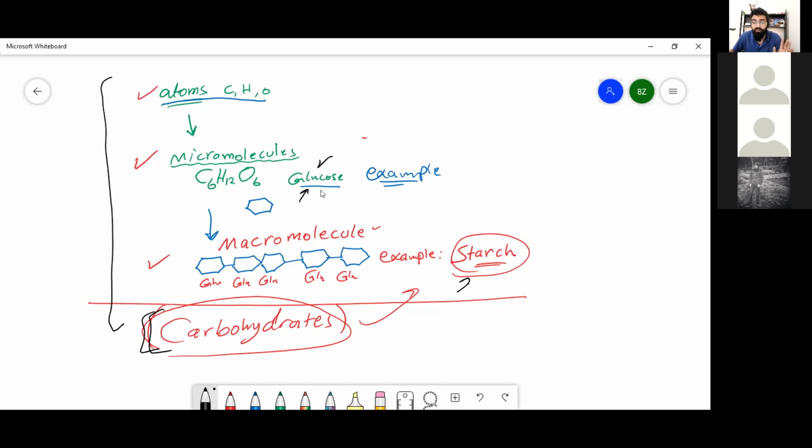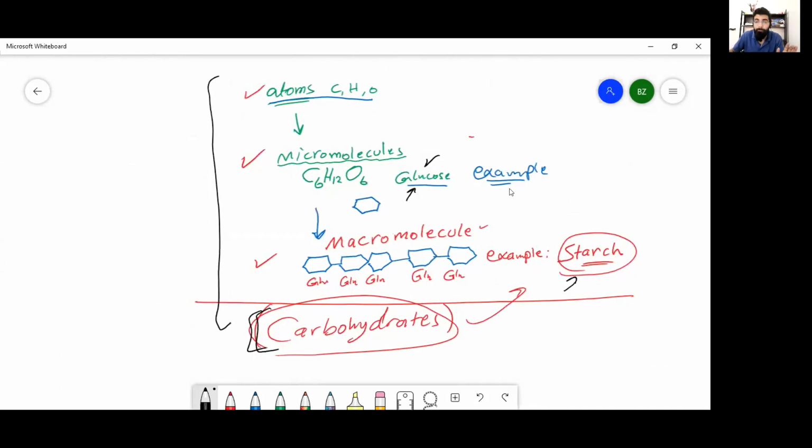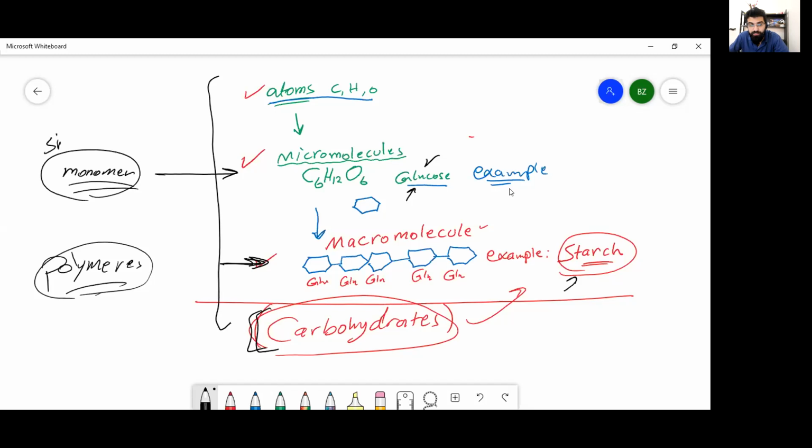Okay? In general, keep this in mind: anything made of small things repeated, like in starch, small units linked to each other, repeated, is called a polymer. So if I ask you, are carbohydrates polymers? Yes, they are polymers because they are made of small units linked to each other, okay? What we call the smallest unit, we call it a monomer. Monomer means the simplest unit. That is the meaning of monomer. It's just scientific names, nothing more.